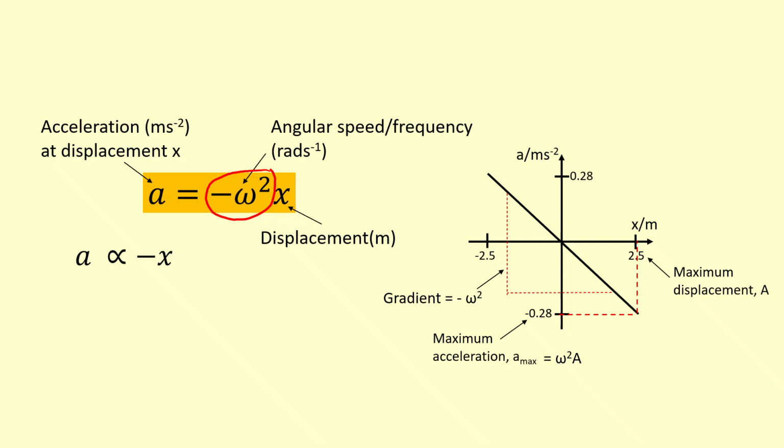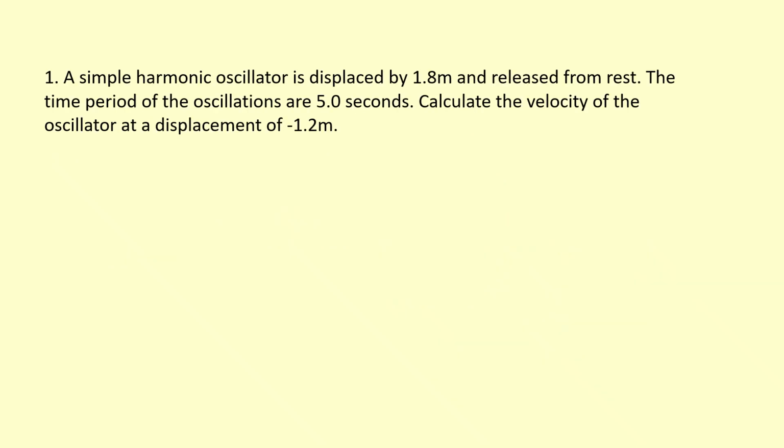So the gradient is minus omega squared, which you can use to find the time period if you wanted, using 2 pi over T. A simple harmonic oscillator is displaced by 1.8 meters and released from rest. So that's going to be our biggest displacement, so that's our amplitude there.